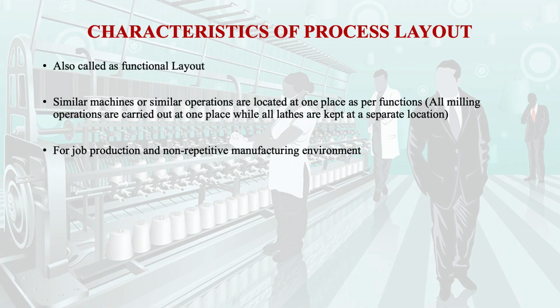The process layout is called a functional layout, where the similar machines are kept in one place. So all the functions required for lathe will be done in the lathe machine cell. All the functions related to milling operation will be done in the milling machine cell. For job production and a non-repetitive type of manufacturing environment, such a type of layout is advantageous.